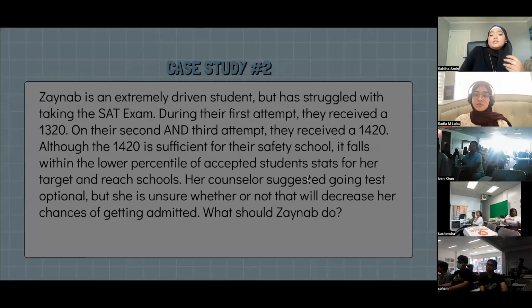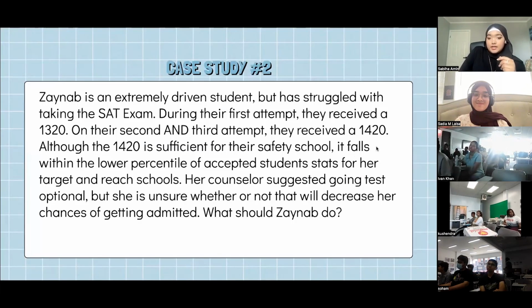All right, so to help understand how test taking falls into this mix, we're gonna do another case study. So Zainab, the same student, is an extremely driven student, but we're talking about Zainab before she attained a high SAT score. She has struggled with taking the SAT exam. During her first attempt, she received a 1320. On her second and third attempt, she received a 1420. And although the 1420 is sufficient for her safety school, it falls within the lower percentile of accepted student stats for her target and reach schools.